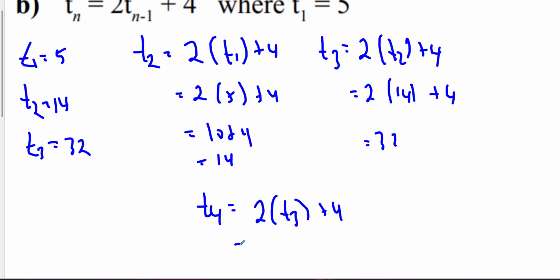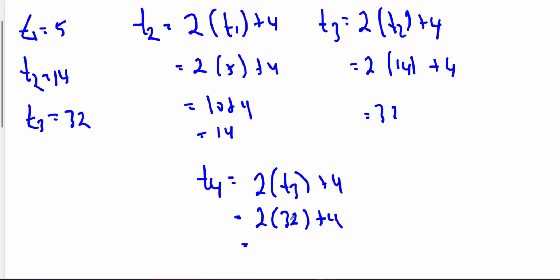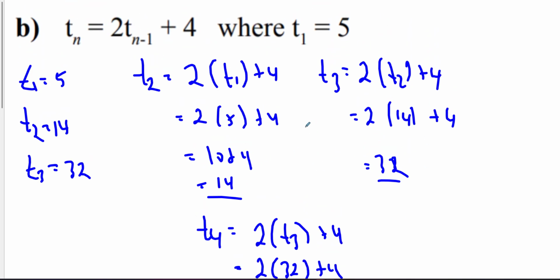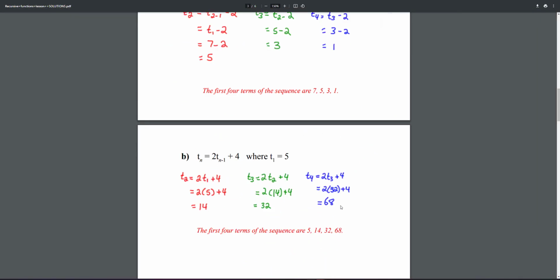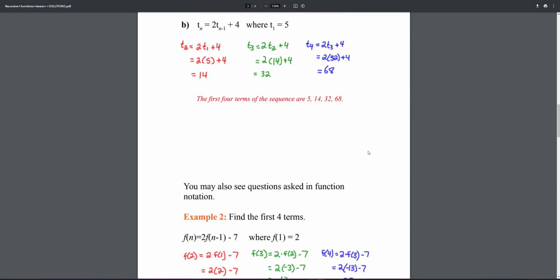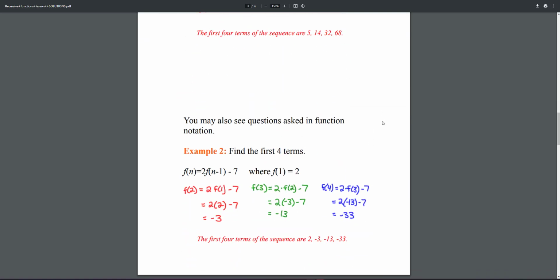What's my T4 value? T4 is going to be 2 times T3 plus 4. And we know that T3 was 32. So that's going to be 64 plus 4, which is 68. So there we have the next few values. What did it ask us actually? Let's do one more. 14, 32, 68. Yeah, we did it.